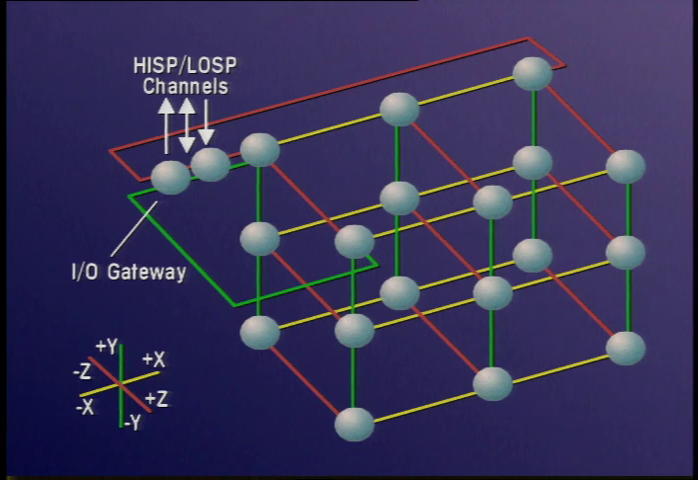A gateway node network switch is connected into the network in the X and Z dimensions only, that being all that's necessary to allow complete communication. Gateways are placed on the diagonal of the 3D torus network in order to distribute the I/O bandwidth and minimize I/O traffic contention with compute traffic in the network.